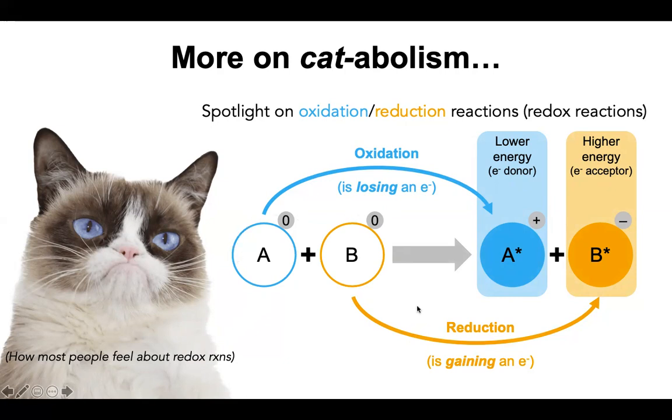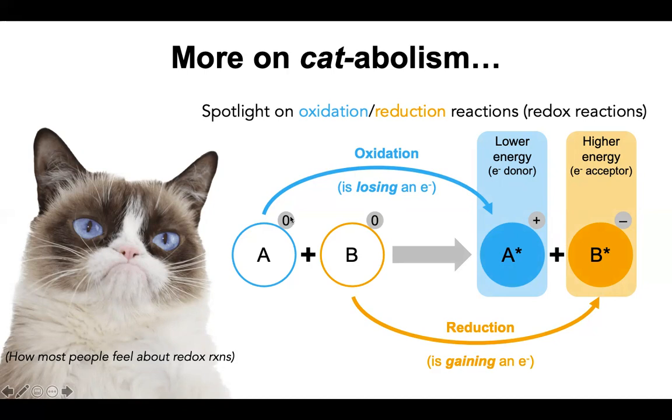So here on the left-hand side, we have the reactants. We have reactant A and reactant B, and these have no net charge on them. They have 0 net charge. Now, they undergo this redox reaction, which is 2 half reactions. And we remember these 2 half reactions using the acronym OIL-RIG. So oxidation is losing an electron, and reduction is gaining an electron. There's also LEO goes GER, so losing an electron is oxidation, and gaining an electron is reduction.